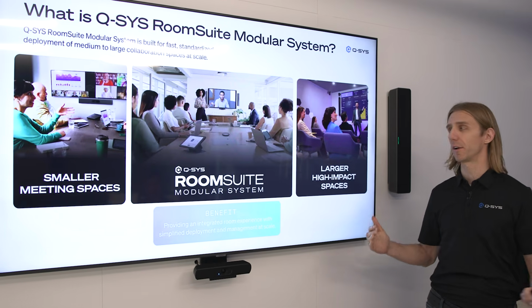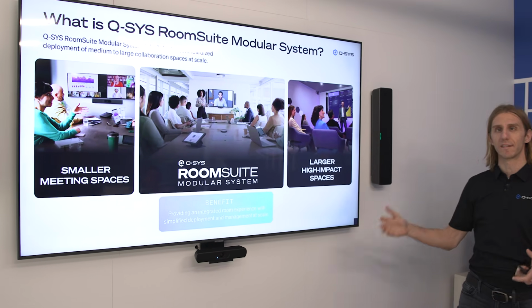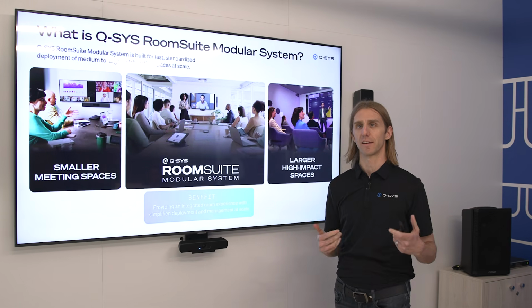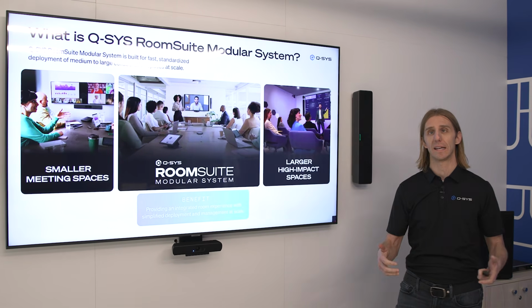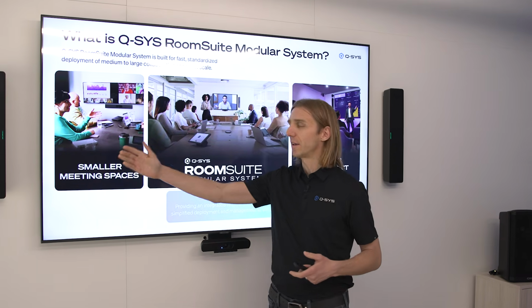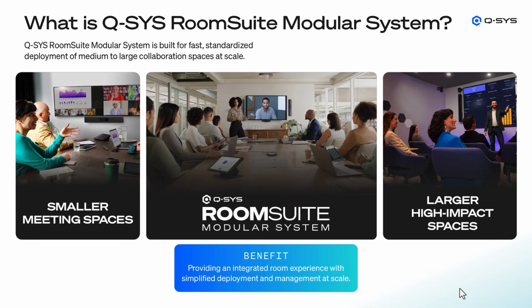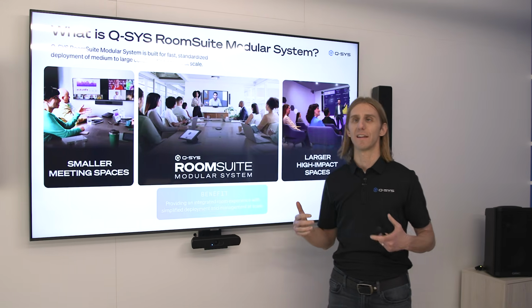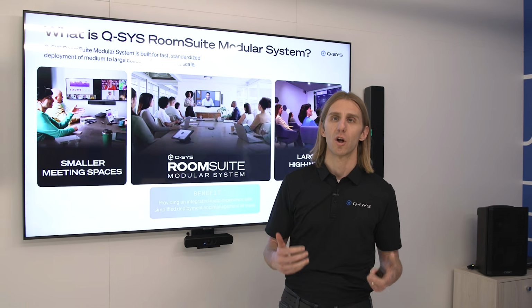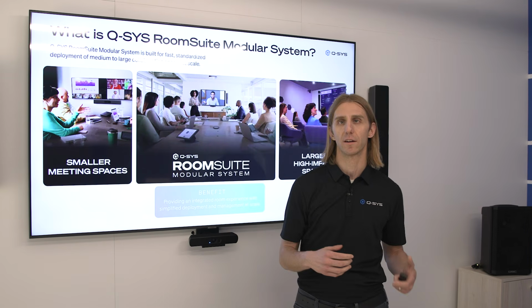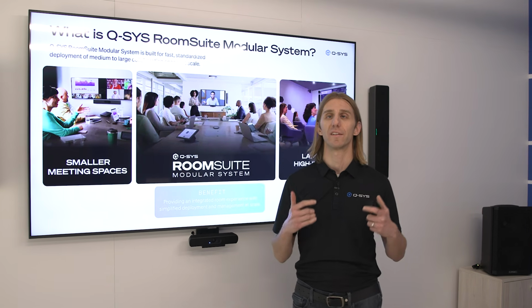Now you may already be familiar with Q-SYS, a great solution when you need a truly unique, customizable experience in your high impact spaces or even your medium or large meeting rooms. And on the other side of the spectrum, you get your smaller meeting rooms where maybe a video bar is a perfectly suitable solution. Where RoomSuite comes in is sort of in between. It's really intended for the medium to large meeting spaces that need to be both simple to configure, easy to deploy, and simple to scale.